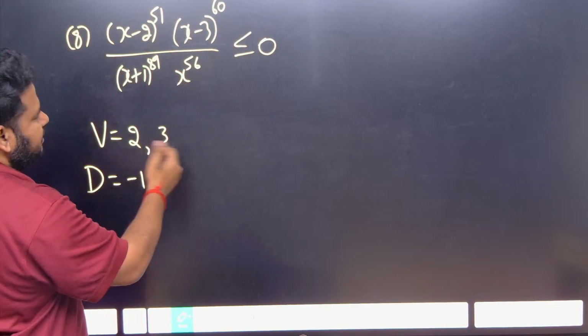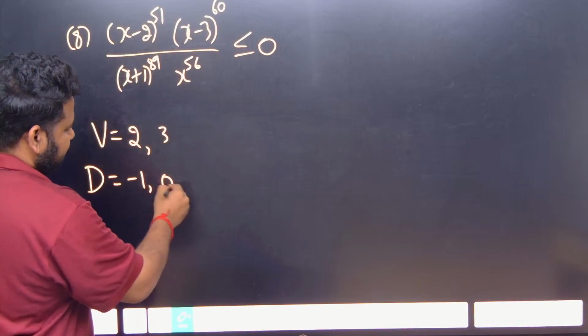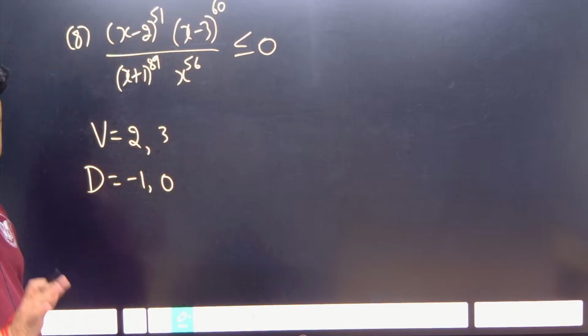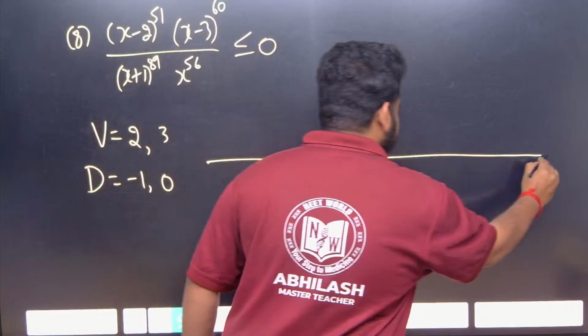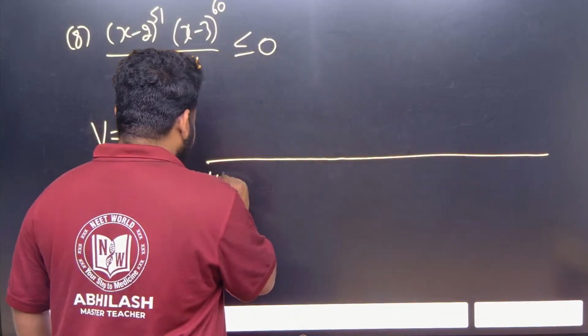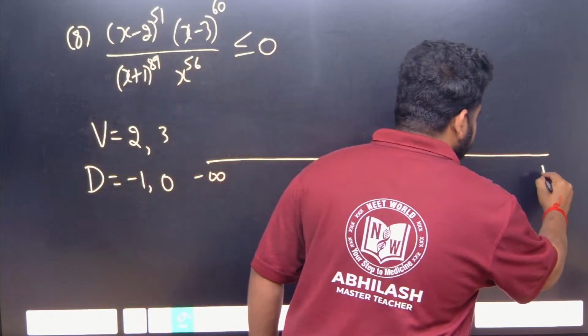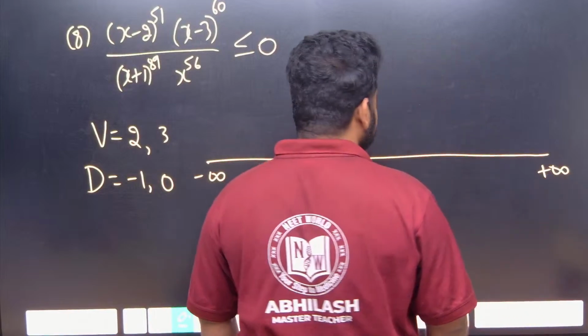x equated to 0 gives 0 itself, and minus 1 comma 0. These are discontinuous points. Now let us apply the wavy curve method. So this will be minus infinity to plus infinity.